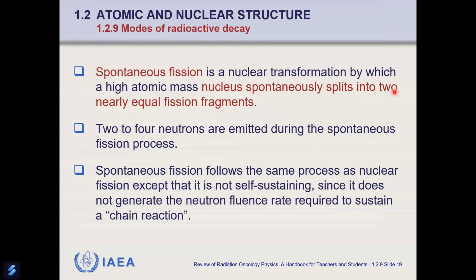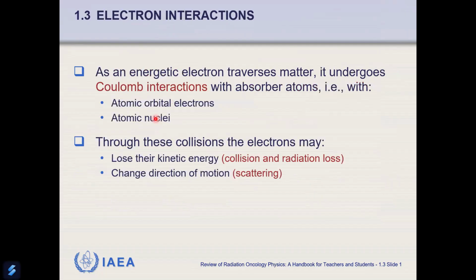Lastly, spontaneous fission basically occurs when a nucleus splits into two fragments. All right, and these fragments would be nearly equal. Normally 2 to 4 neutrons are emitted during this process, during fission. And this again is a nuclear physics type of topic, so I'm not going to waste time on that. I want us to jump into more relevant material here, which is basically interactions of electrons with matter.